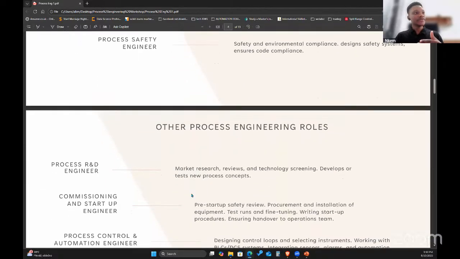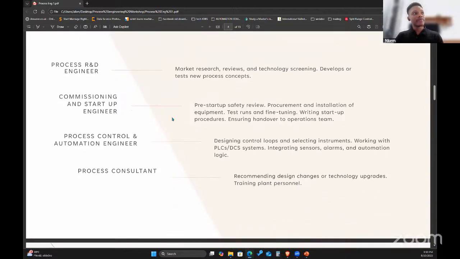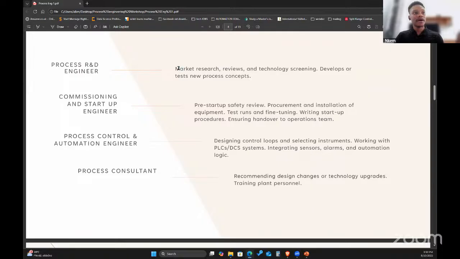Now, also other engineering roles, we have process R&D engineer, which is my current role at the Energy Research Center in the Czech Republic. My responsibility is to do market research, reviews, and technology screening and develop new processes. Currently, I'm working on membrane separation systems to separate hydrogen from natural gas.